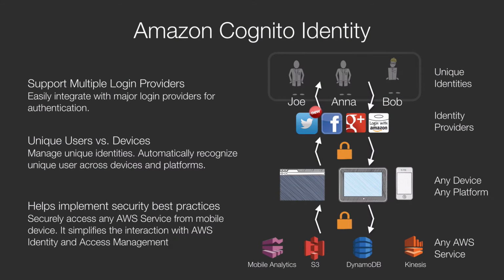Talking briefly about identity in a little bit more detail, as I said a second ago, we support multiple login providers here, so you can easily integrate with major login providers for authentication. Twitter, we added support for that quite recently in April, but we've had Facebook, Google+, login with Amazon, and the ability to use your own identity provider, as well as OpenID Connect, for quite some time now. We're providing a mechanism for managing unique users versus devices, so we can automatically recognize unique users across devices and platforms using those different identity providers.